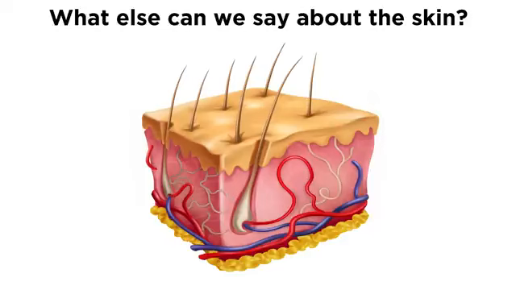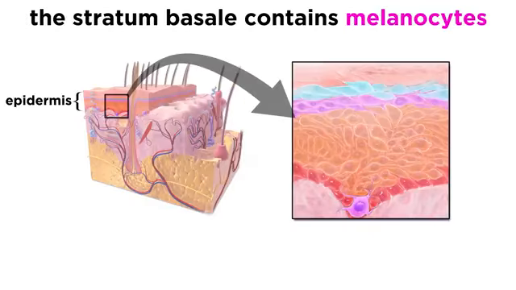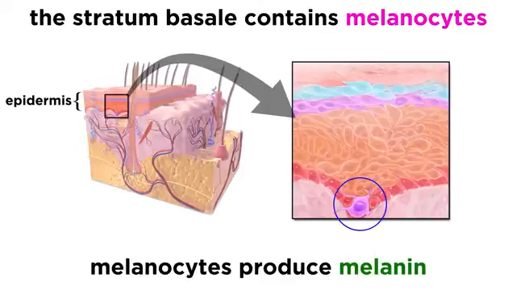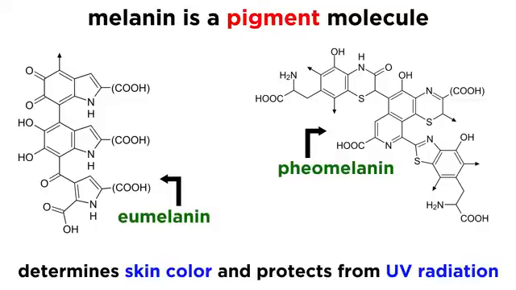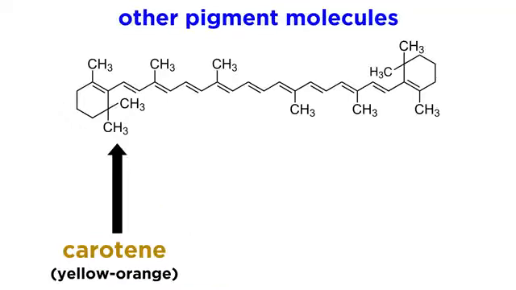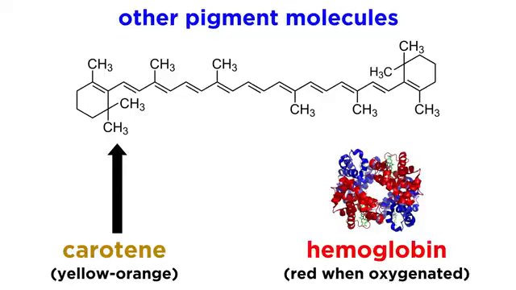What else can we say about the skin? We mentioned that the stratum basale also contains melanocytes, which produce melanin. This is a pigment molecule, and this is one of the components of the skin that determines its color and protects the skin from ultraviolet radiation. The other pigments responsible for skin color are keratin, which is yellow-orange, and hemoglobin, which is red when oxygenated. We will discuss this molecule in more depth later in the series.